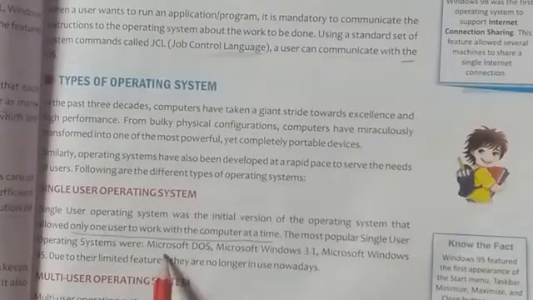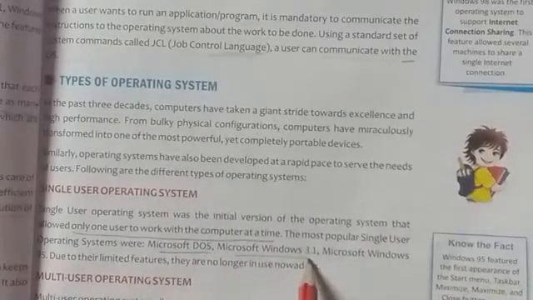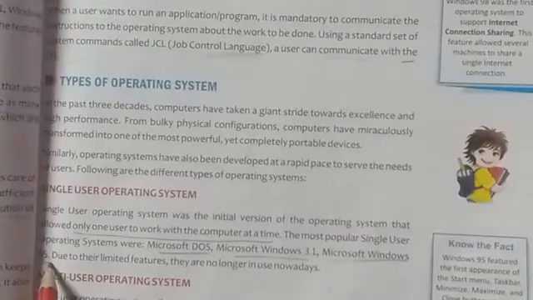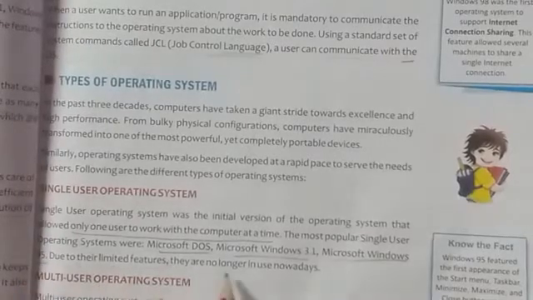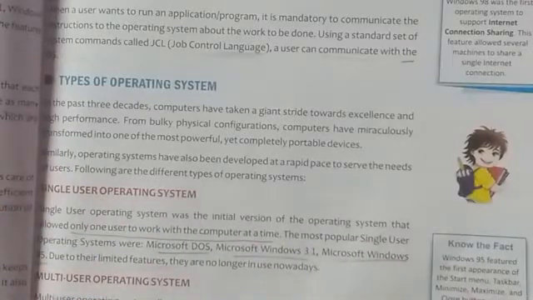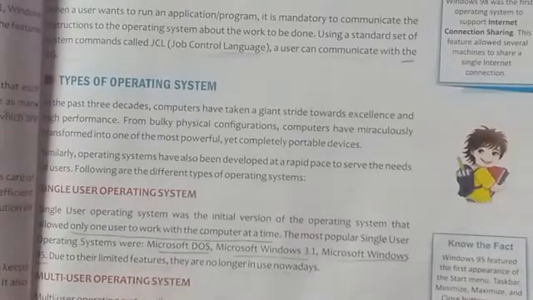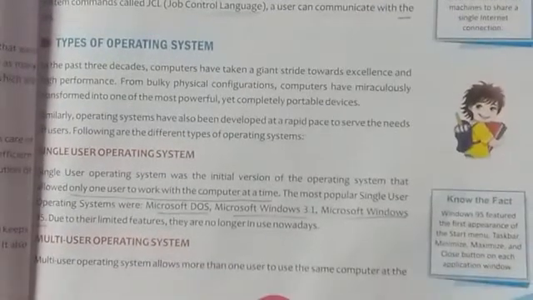What are its examples? Microsoft DOS, Microsoft Windows 3.1, Microsoft Windows 95. Due to their limited features, they are no longer in use nowadays. Nowadays, we are not using single user operating systems because these systems are capable of handling only one user at a time. Next is multi-user operating system.